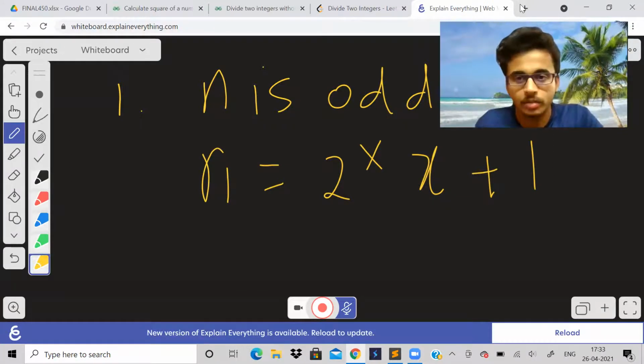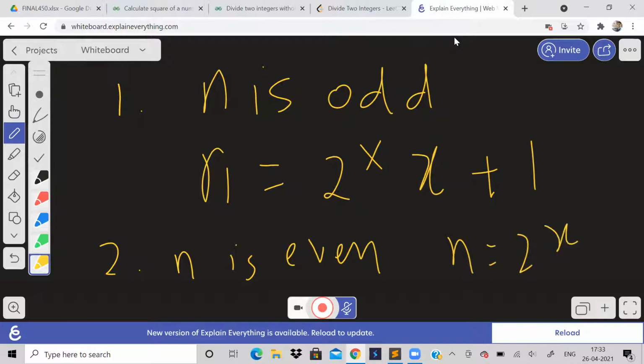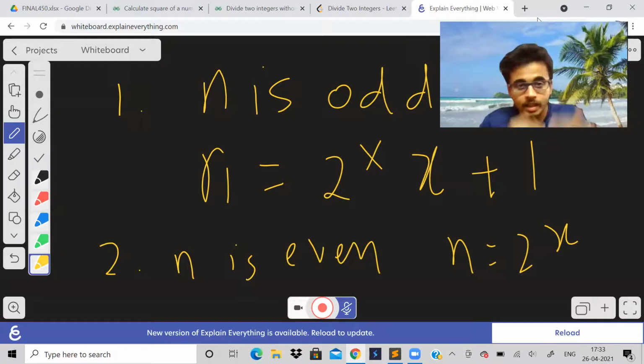So how to approach the problem now? See, if n is odd, it can be written as 2x plus 1. If n is even, it can be written as 2x. Now let us recursively solve.